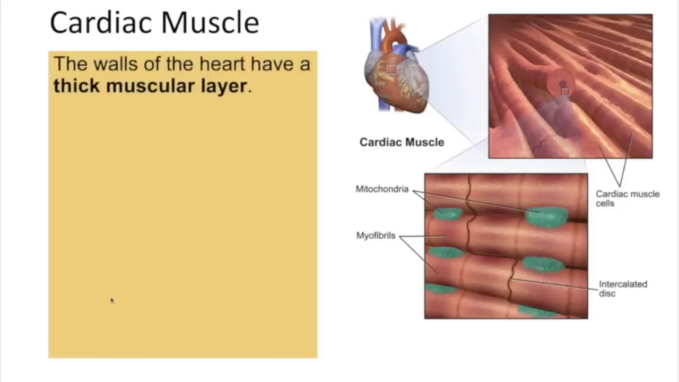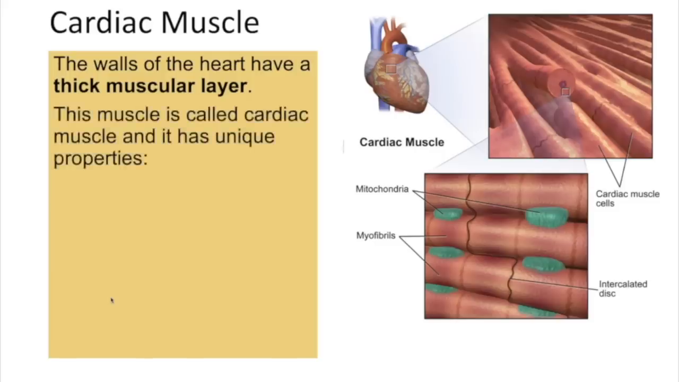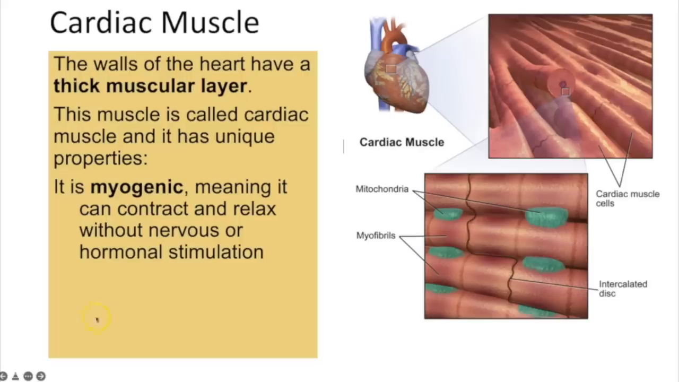The cardiac muscle has a range of special features. Now, the walls of the heart have a very, very thick muscular layer so that it can contract with high force to deliver high pressure blood to all of the body cells. Now, the unique properties that the cardiac muscle has is, first of all, it's myogenic, and that means it can contract and relax without nervous or hormonal stimulation.